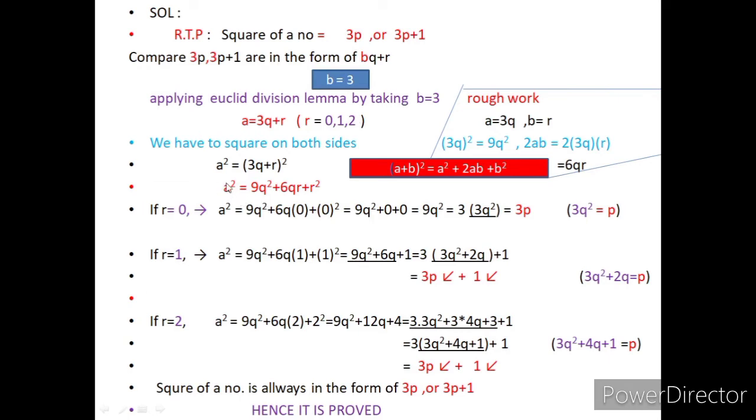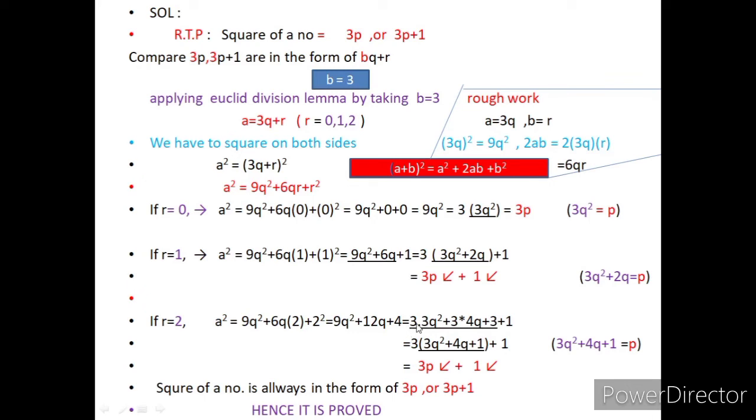If we put r = 2 in this equation, the equation becomes a² = 9q² + 6q as it is. Then you will write 2 in place of r, and here also you write 2 in place of r. Then this is as it is. Then 6q times 2 is nothing but 12q. Here 2 squared is nothing but 4. Here 9q² can be written as 3 into 3q². Okay. Here 12q can be written as 3 into 4q. Then 4 can be written as 3 + 1.